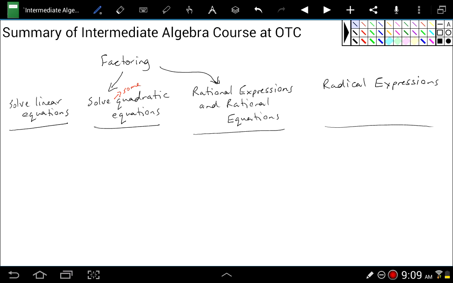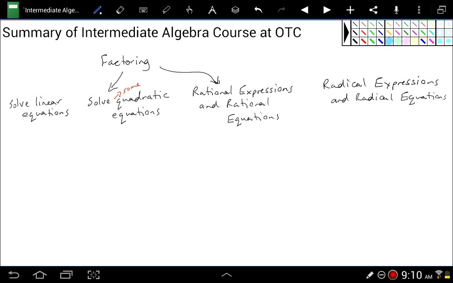For that reason, this course is somewhat difficult. We learn a lot of independent topics, okay? However, oh yes, we learned radical expressions and radical equations. So, we can solve linear equations, quadratic equations, rational equations, and radical equations now.